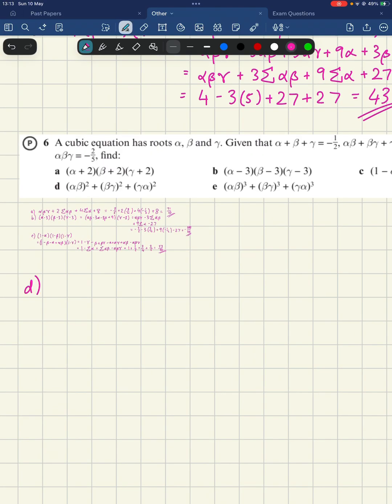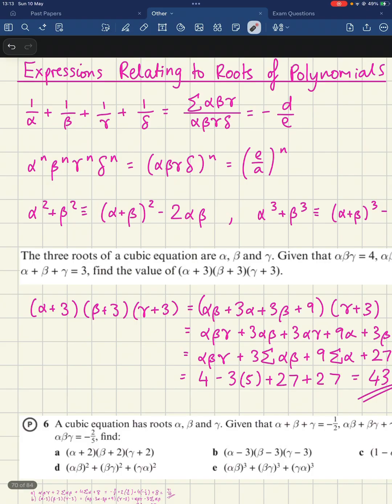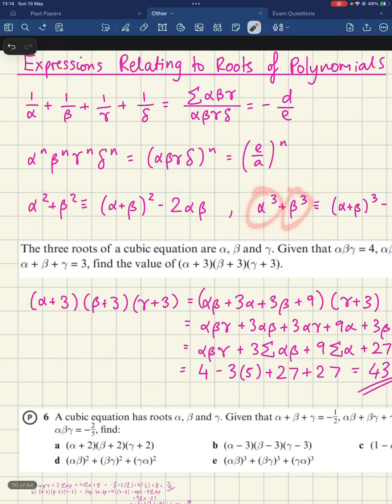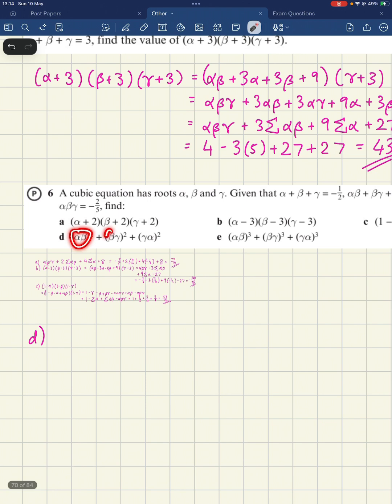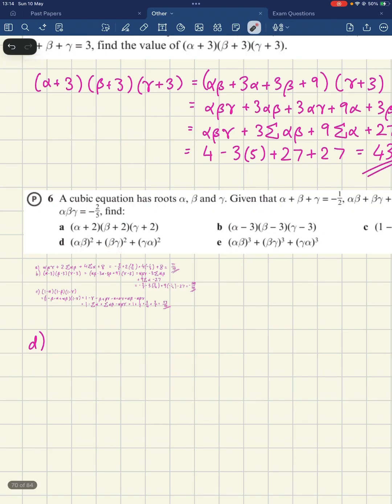Okay, part D now. Right, now this is different. In the thing over here, we had alpha squared and beta squared, and then alpha cubed and beta cubed and everything like that. So we had individual roots raised to powers. Here we've got the doubles raised to powers of 2. Well, you really have to think about what to play around with here, because it's really weird.